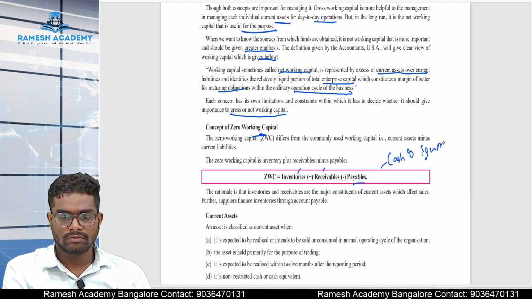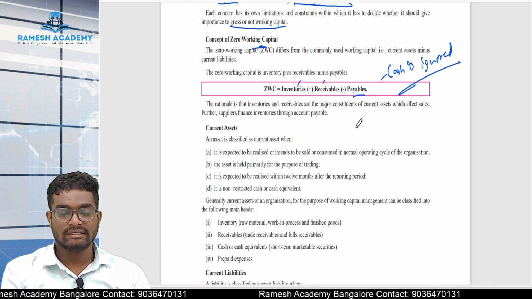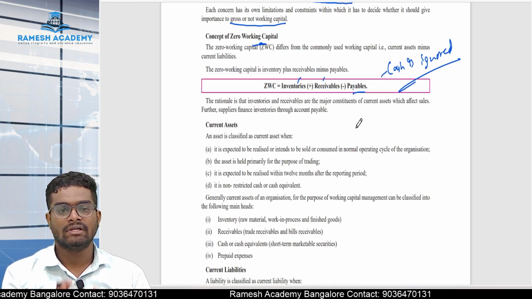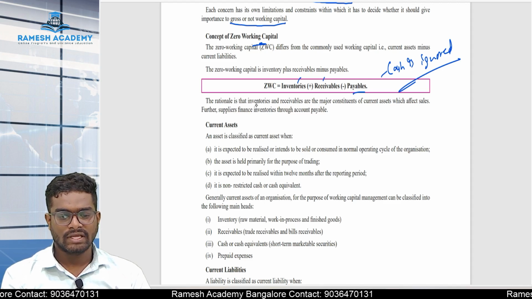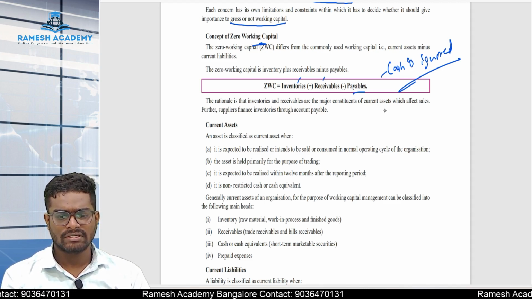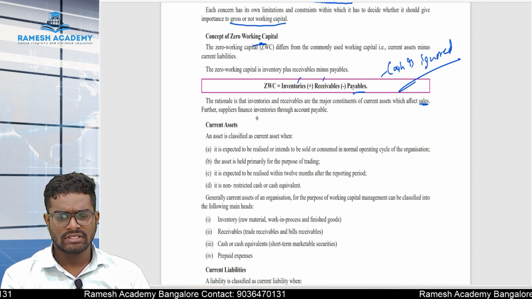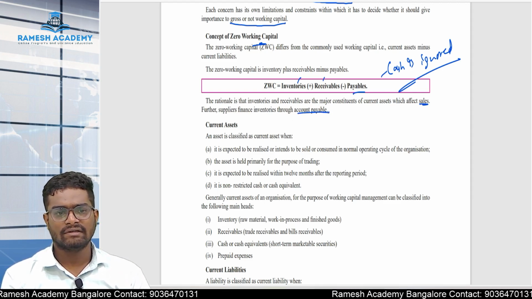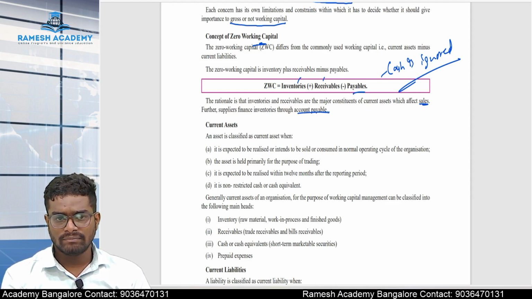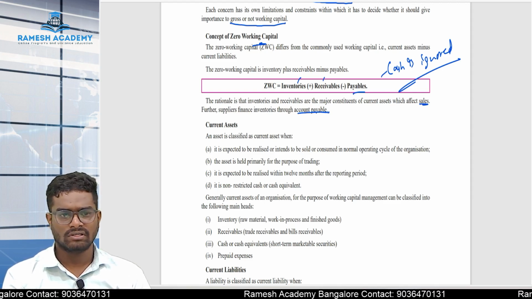Cash is ignored. So that is zero working capital. So they may ask in the examination, what is zero working capital? Just add inventory, receivables and subtract the payables. The rationale is that inventory and receivables are the major constituents of current assets which affect sales. Further, suppliers finance inventory through accounts payable. So we'll be purchasing on credit and selling on credit, so that receivables and payables come into picture. Inventory, obviously it will be there because we will be stocking the items.